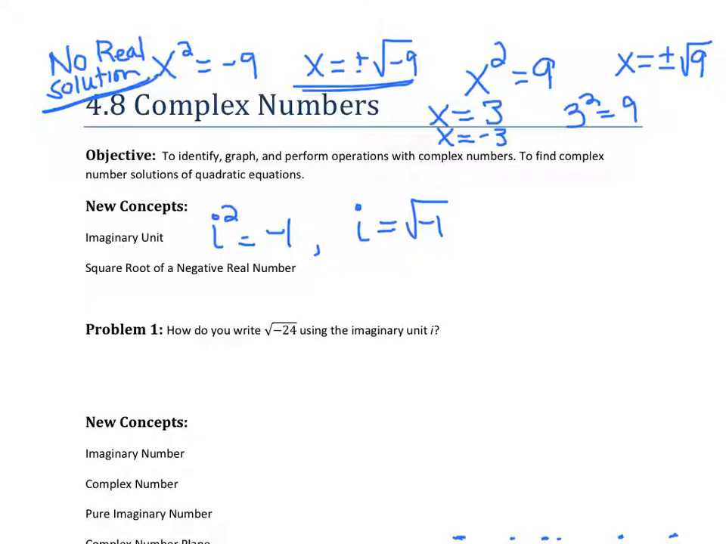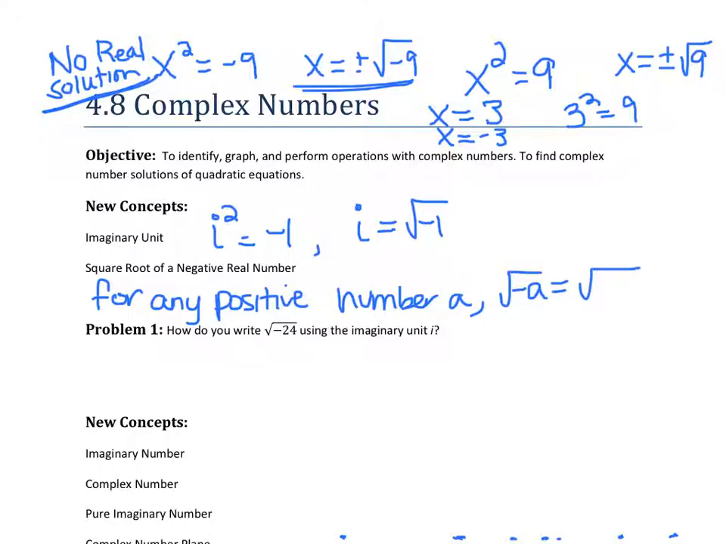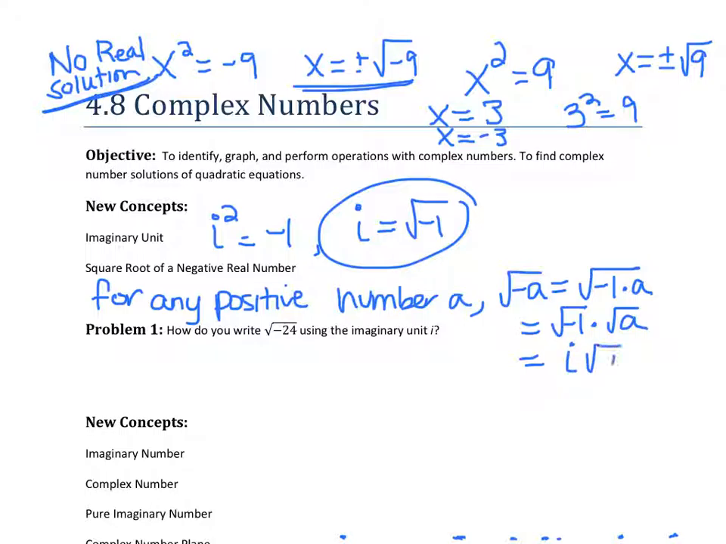So I'm going to just move right into a new concept. Square root of a negative number: for any positive number a, my stylus isn't working very good here, sorry. For any positive number a, the square root of negative a equals the square root of negative 1 times a, and then you can break that out as a product of two square roots. So the square root of negative 1, by definition, again, remember, is i, your imaginary unit. It equals i square root of a.